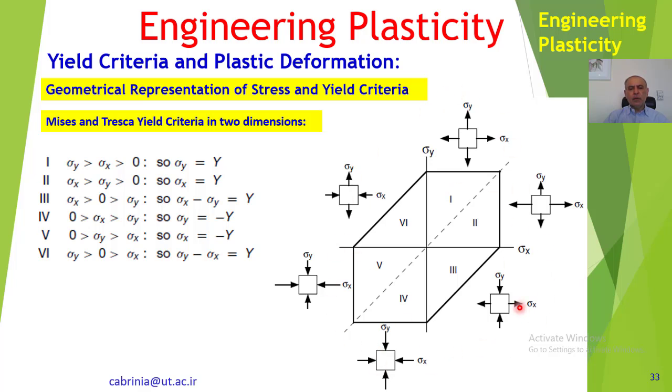Okay, so obviously this is different from the slide that I showed you before, because this is two-dimensional space, and for these cases we have sigma y greater than sigma x greater than 0, both positive, and sigma y is equal to Y, and here sigma x greater than sigma y greater than 0, sigma x is equal to Y, and so on and so forth for all the conditions all around this Tresca hexagon.